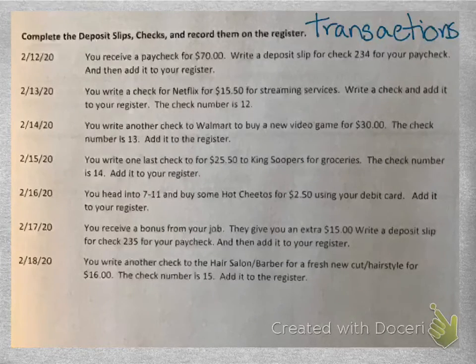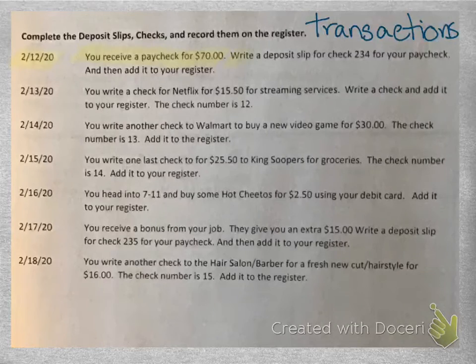If we look at the first transaction on our list, we see that we have the date that this transaction happened. It was February 12th of 2020. And the description of what transaction took place is right here. You receive a paycheck for $70. A paycheck means that something you're getting paid for your work. So it's money you're getting from someone else. You're going to put that money that you're getting into your bank account.